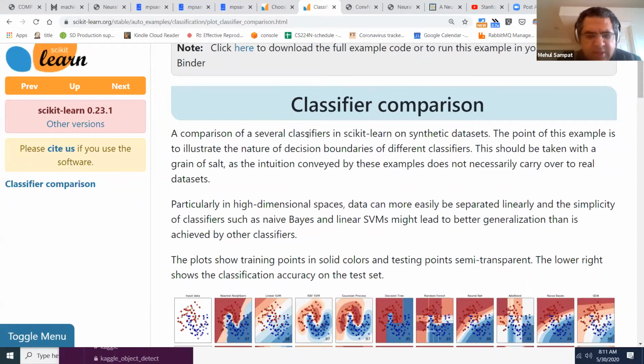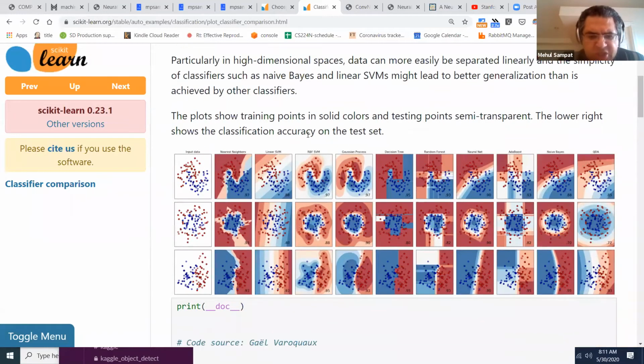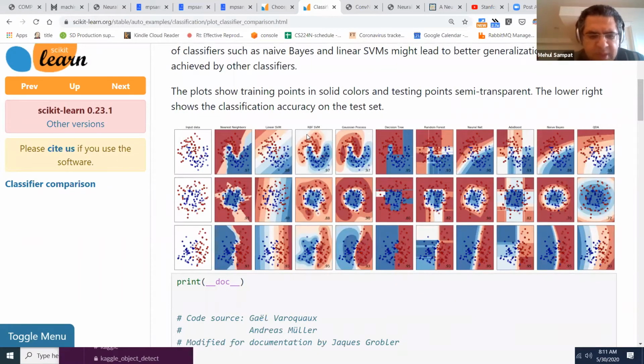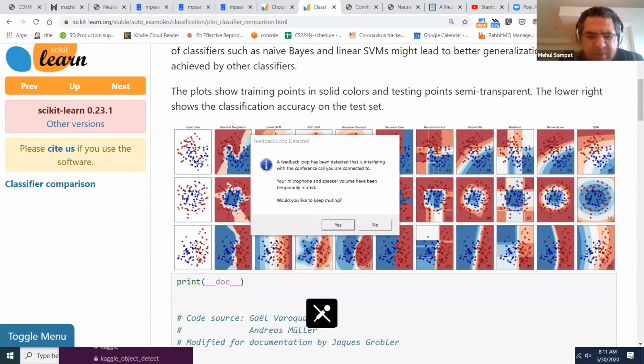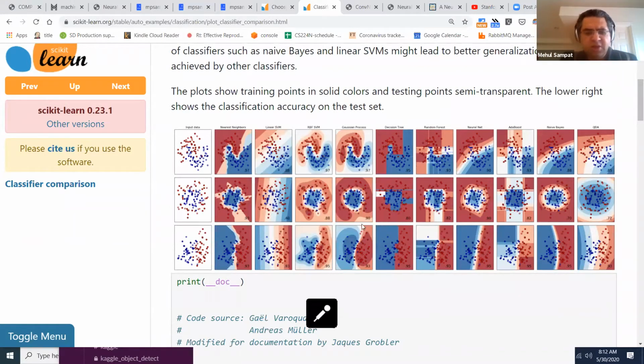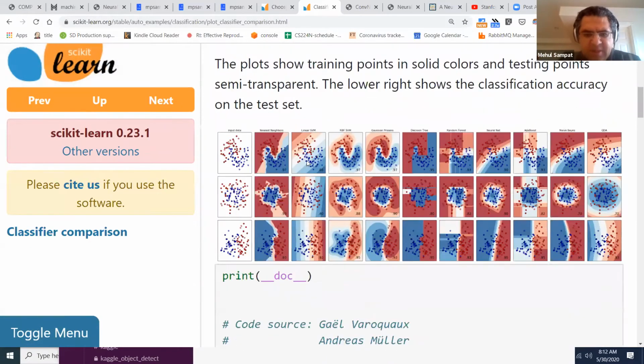What they are showing here is, the first column is input data, so you have two classes, say red and blue. Let me see if I can make this bigger. Okay, it doesn't. Each column is one type of classifier. The first column is nearest neighbors. Then you have linear SVMs, decision trees, where you have these nice straight cuts, kind of easy to understand.